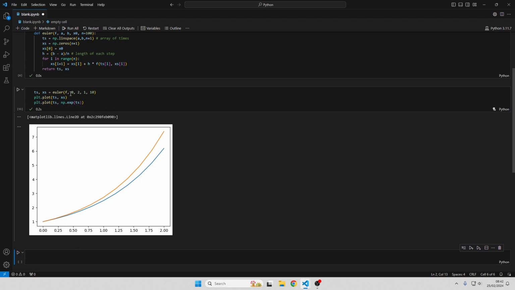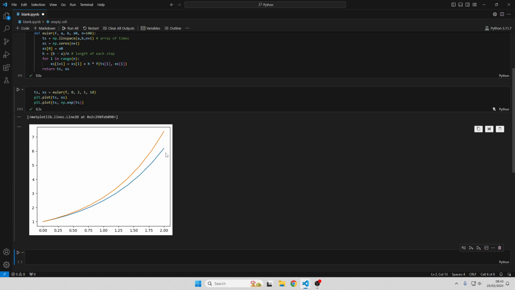you can see that this method is diverging. The blue curve is our solution, and the orange curve is the true exponential, and you can see that the blue is consistently below the orange. And so why is that?